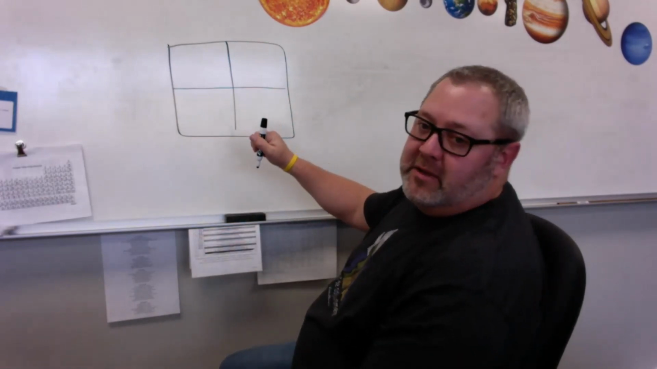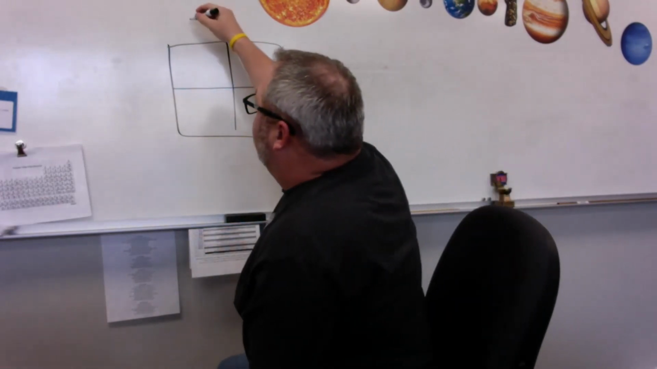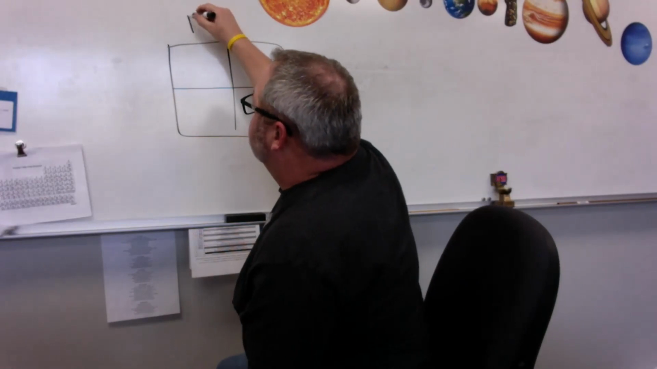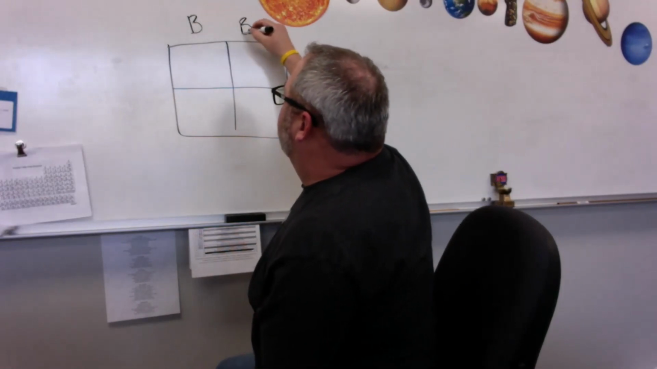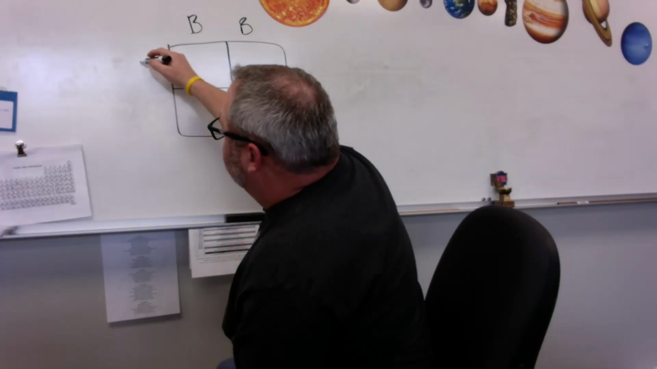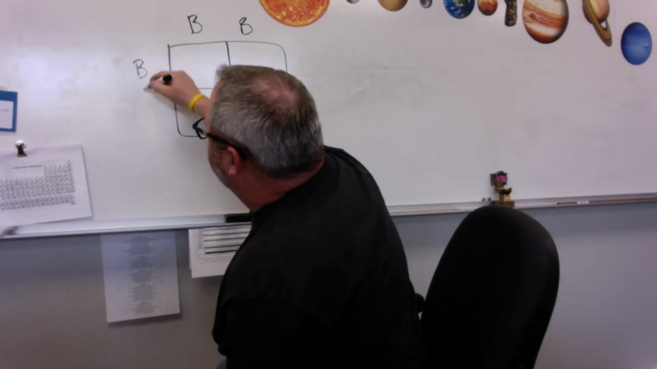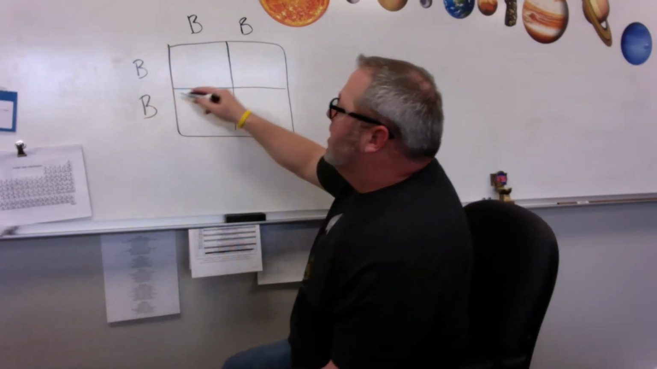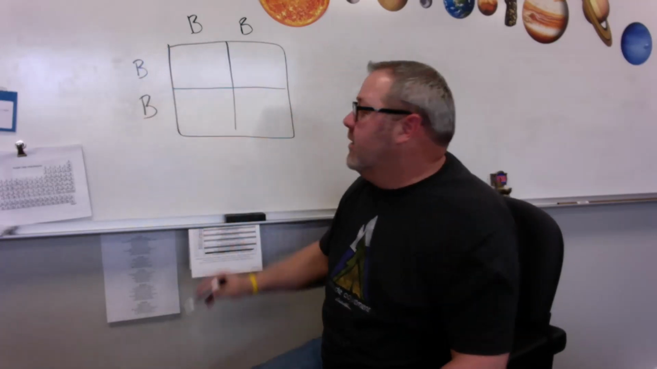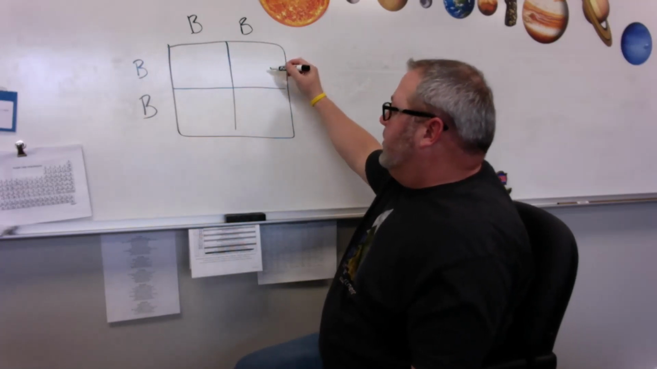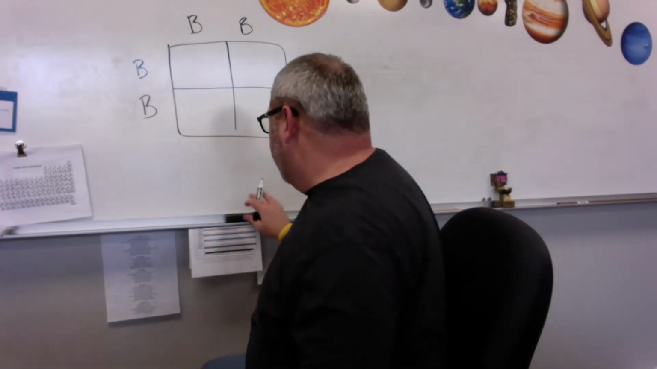brown versus green eyes. Okay, so brown will be represented by a big B. So if we have a homozygous dominant mother and a homozygous dominant father, we cross those, it's pretty easy to see what's going to happen, right? Big B, big B, big B, big B, big B, big B, big B, big B. Every single one of the offspring is going to have brown eyes then, right? None of them will have green.